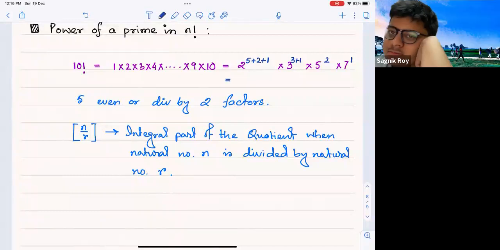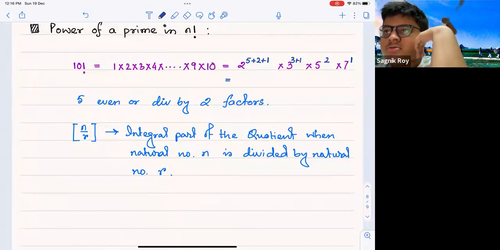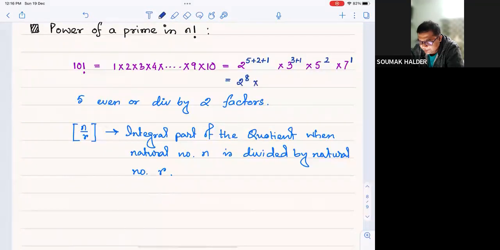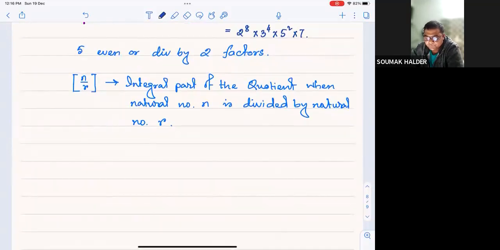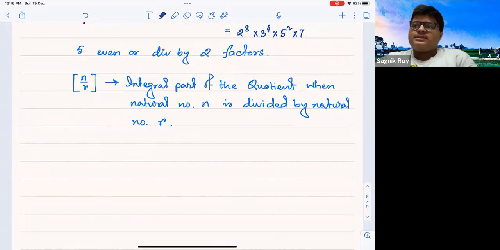Is it okay now? Yes, sir. So it's 2 to the power 8 into 3 to the power 4 into 5 square into 7. That's 10 factorial for you, right? Yes, sir.